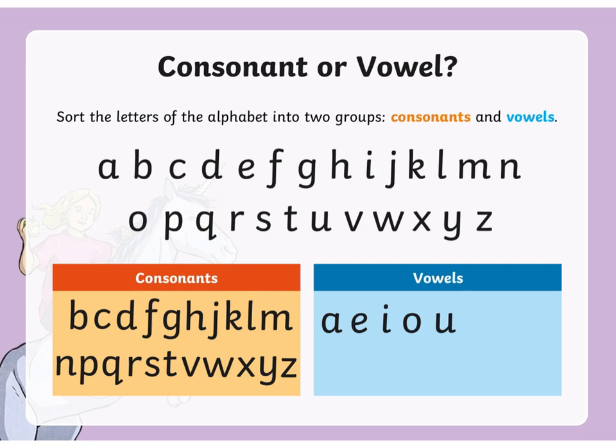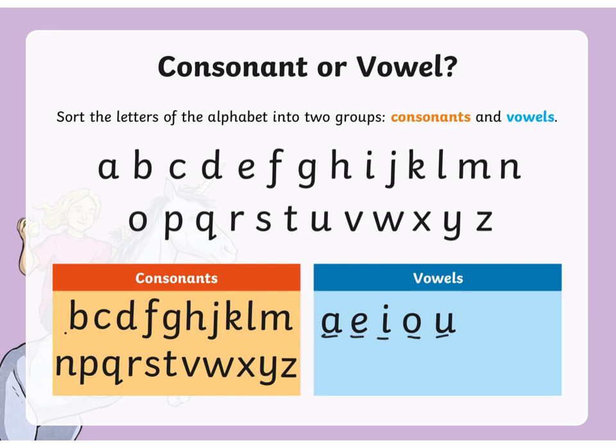Let's sort the letters A to Z first. We have to find out which are consonants and which are vowels. Now let's start with the vowels. Vowels are A, E, I, O, U. What are these? These are vowels and rest are the consonants.